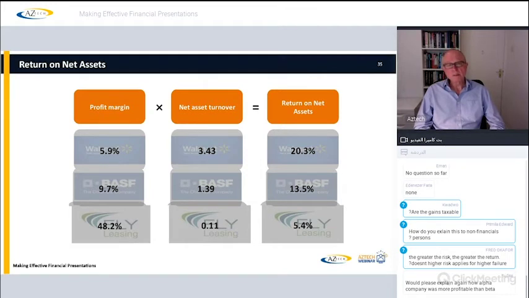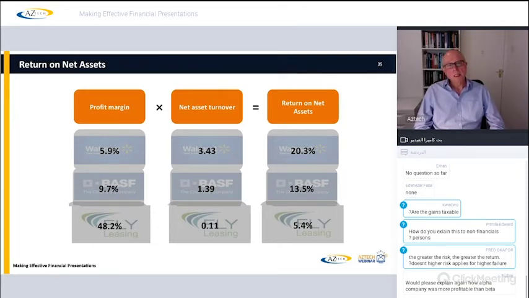The key measure of return on investment, return on net assets, is highly correlated to the creation of shareholder value. And if we look at the numbers in the return on net asset column, in the case of Walmart and the leasing company, they're the reverse of the picture in the first column, profit margin.